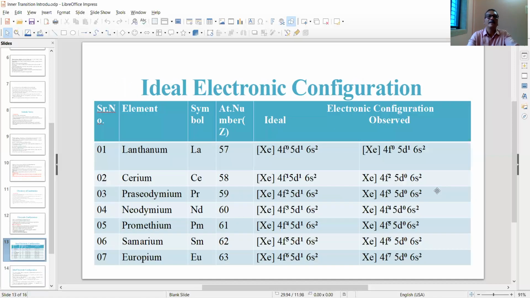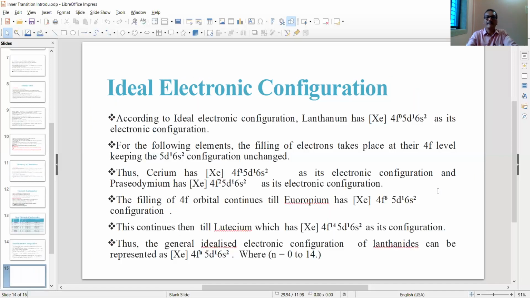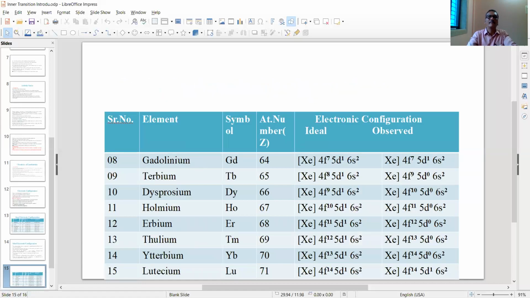So lanthanum has 4f0, 5d1, and cerium has 4f1, 5d1. The 5d1 and 6s electrons remain the same, and the only change is in the 4f orbital. The incoming electron enters the 4f orbital. So neodymium is 4f3, promethium 4f4, samarium 4f5, europium 4f6, like that. Then the next element, gadolinium, is 4f7, 5d1, and terbium is 4f8.